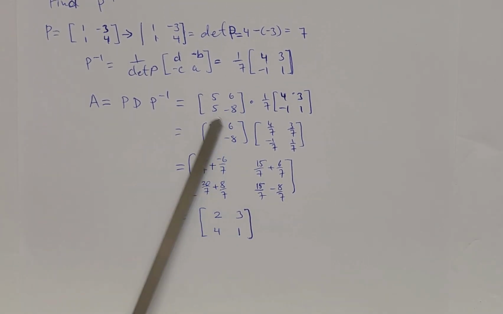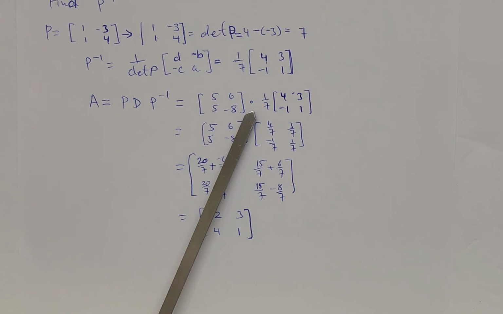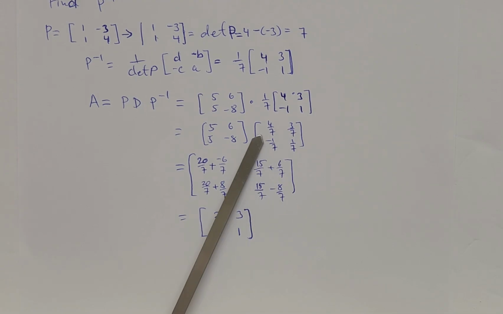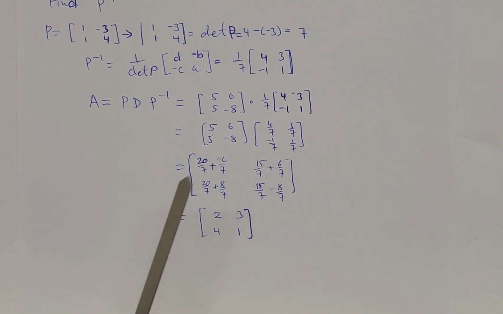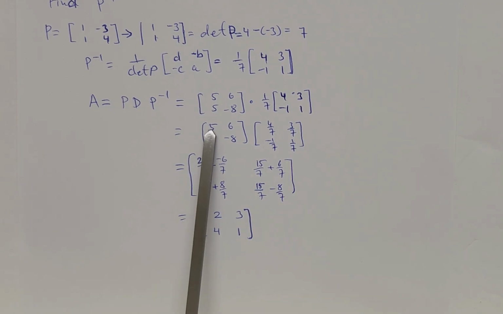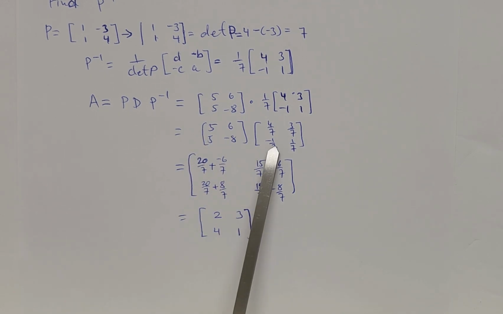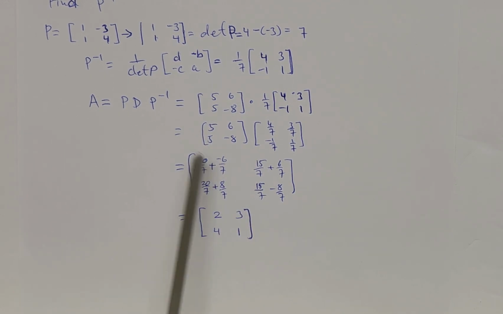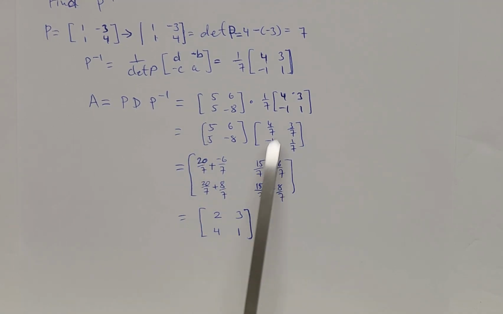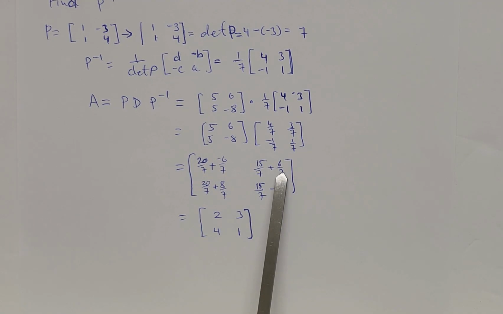Let's take this matrix, leave that alone first, and move the 1/7 over. Multiply the 1/7 into all this, so it becomes 4/7, 3/7, negative 1/7, and 1/7. Then take this matrix times this matrix, row times column. So 5 times 4 is 20, 6 times negative 1 is negative 6. This row times this column: 5 times 3 is 15, 6 times 1 is 6.